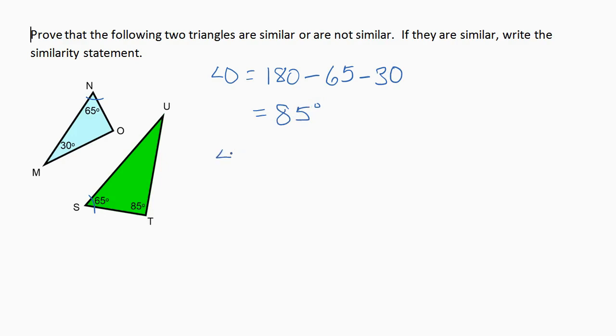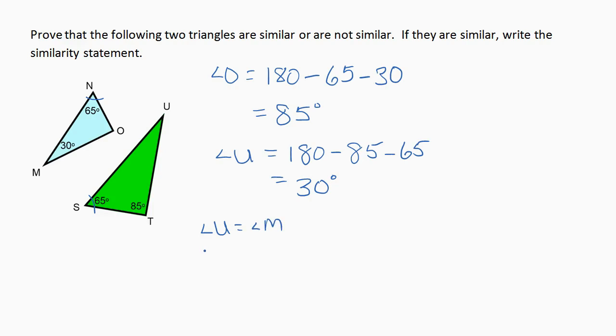We're also going to check angle U right here. So angle U is going to be equal to 180 minus the 85 and also minus the 65. And when you do the math, it turns out angle U is also 30 degrees. So we know that angle U is equal to angle M. We know that angle S is equal to angle N. And we know that angle T is exactly the same as angle O.